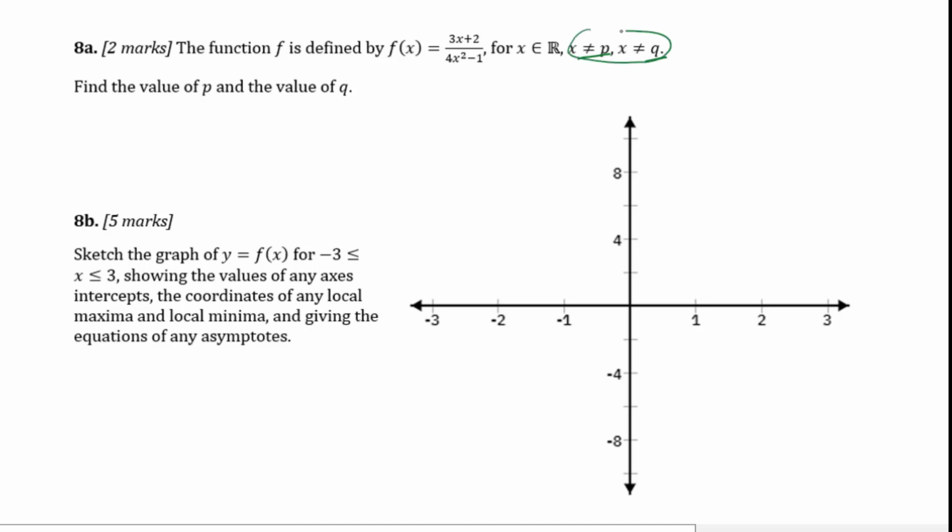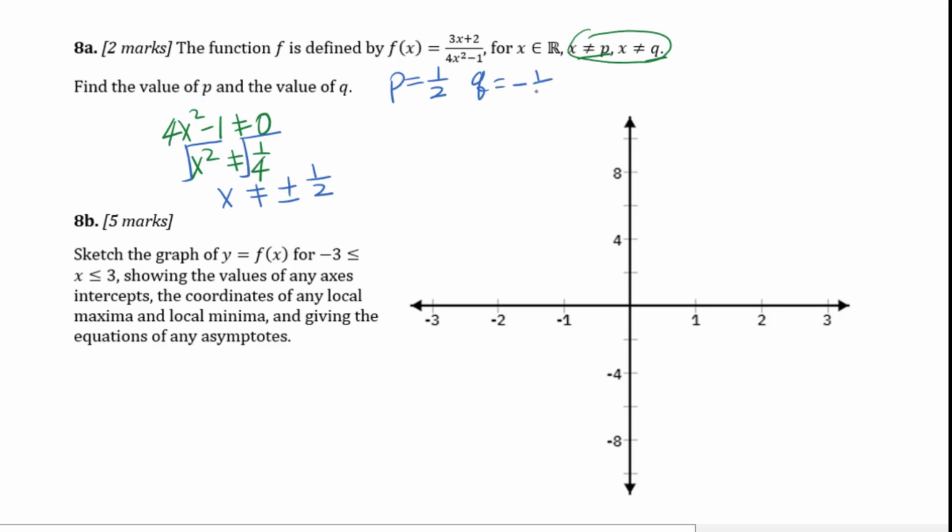Basically, this is a domain for rational functions. We will make the denominator not equal to 0 to figure out the domain. So we have x squared not equal to 1 over 4. Square root both sides. We will get x not equal to plus or minus 1 over 2. So p equals 1 over 2. Q equals negative 1 over 2.